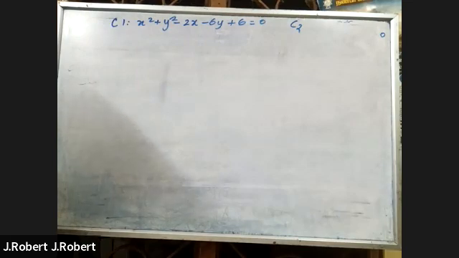Then the radius of C2 is... Okay, so now listen carefully. One of the diameters of the circle C1, x square plus y square minus 2x minus 6y plus 6 equal to 0, is the chord of the circle C2.